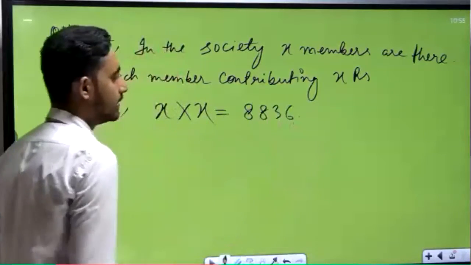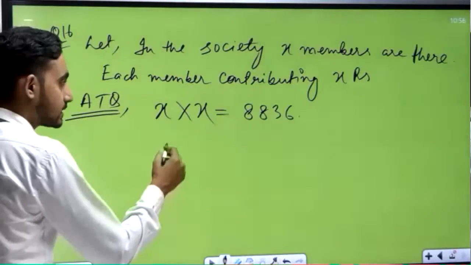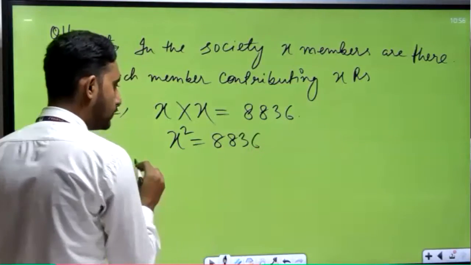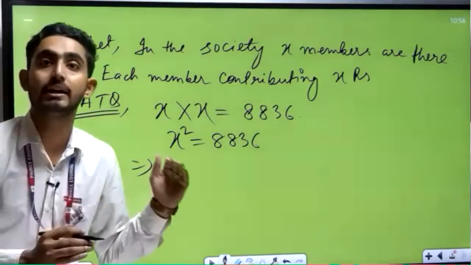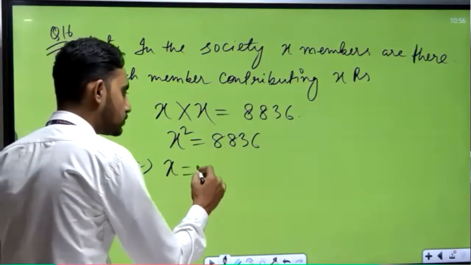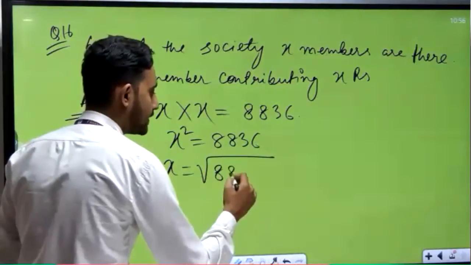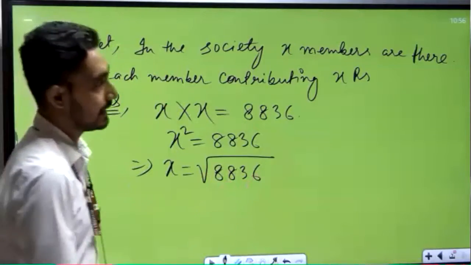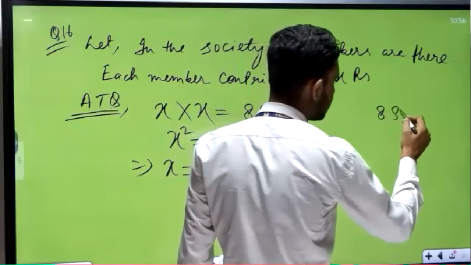8,836. So X into X, how many? X square is equal to 8836. We want to find only the value of X, not square. So convert this square into square root. What is the square root of 8,836? Let's see. Same method, the long division method we will prefer.